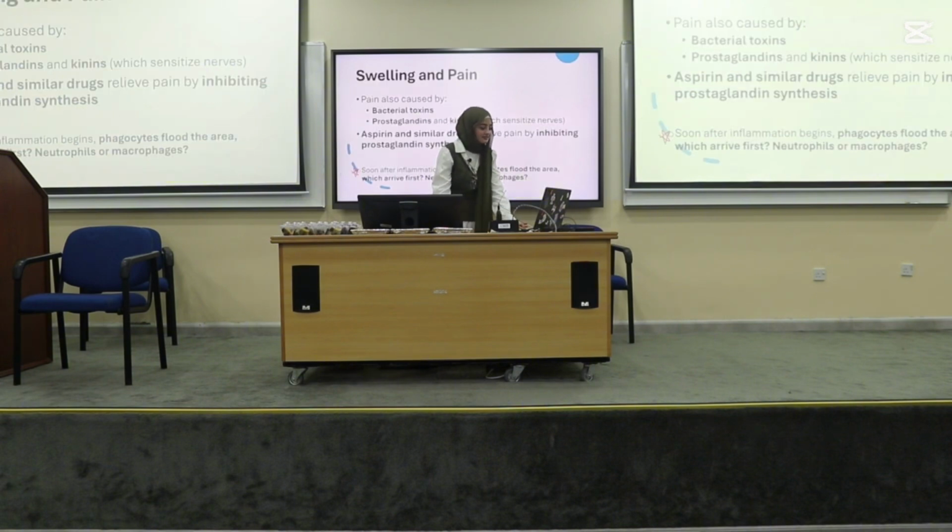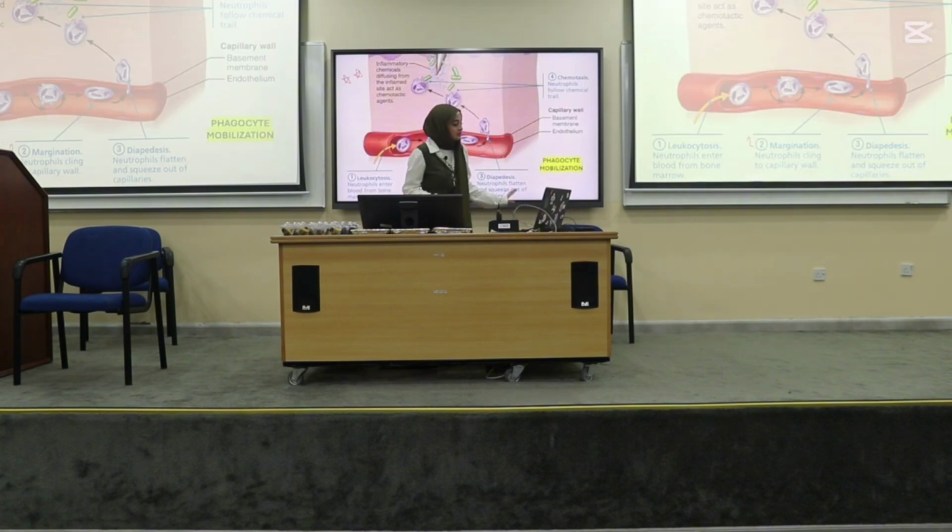Exactly. Okay, so pain can be caused by the pressing on nerve endings, but it also can be caused by bacterial toxins and by the release of prostaglandin during the inflammation process. We have aspirin. It will basically relieve the pain by inhibiting the prostaglandin synthesis, because we did mention that prostaglandin causes this pain. Soon after inflammation begins, makes sense why it arrives first in neutrophils. This is important. They got us a matching question about it.